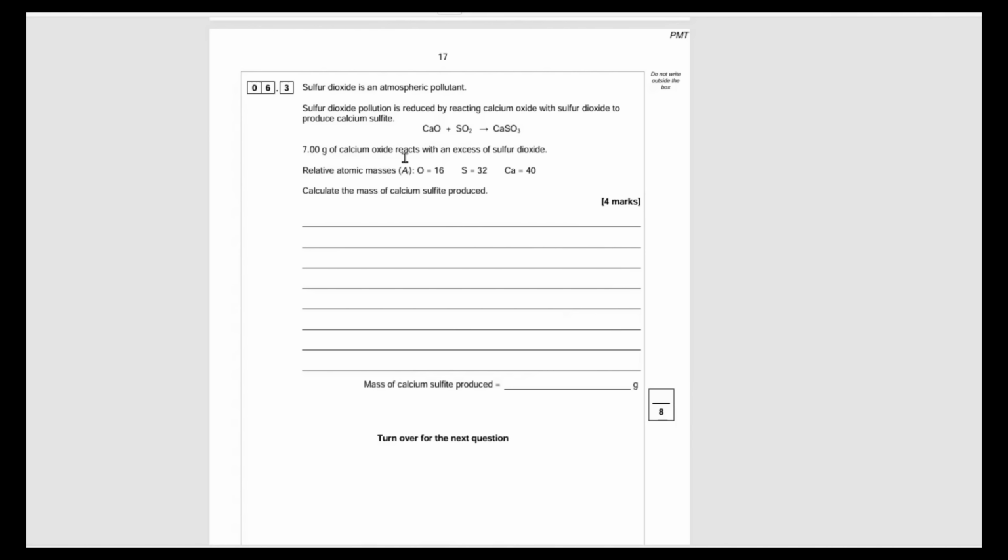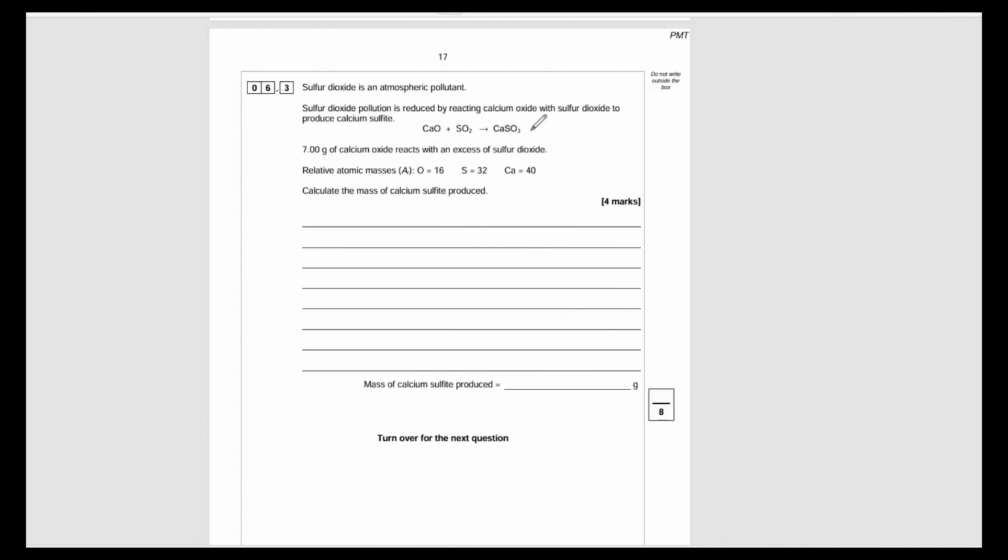7 grams of calcium oxide reacts with an excess of sulfur dioxide. Relative atomic masses, Ar of O is 16, S is 32, and calcium Ca is 40. Calculate the mass of calcium sulfite produced. Lovely and easy, and it's 4 marks. I'm going to show you how to do this one.